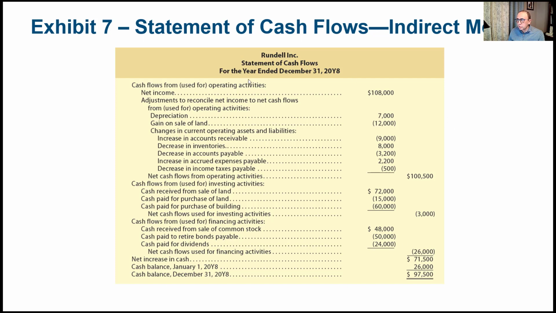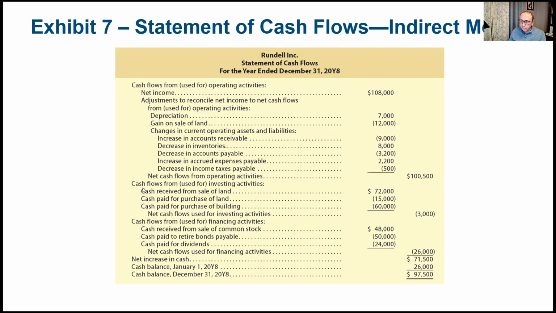Again, one more time, I just want to remind you that we have to write the name of the company, the statement of cash flow, and then for the year ended December 31st, year 8, which is very similar to how we prepare the title for the income statement. And then the top part, the cash flows from operating activities, is prepared using the indirect method. You can tell because we're starting with net income. Then we have the adjustments. You can see here the depreciation, the gain from the sale of land was subtracted, and all the changes in current operating assets and liabilities. That gave us the net cash flow from operating activities, which is $100,500.